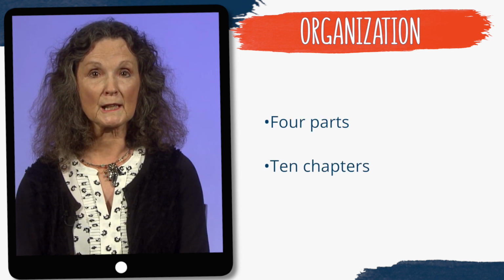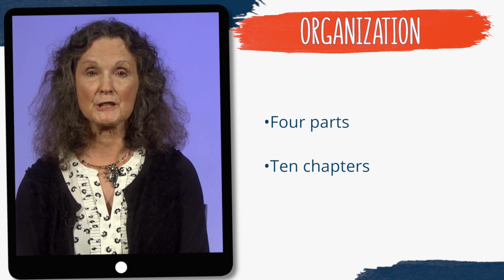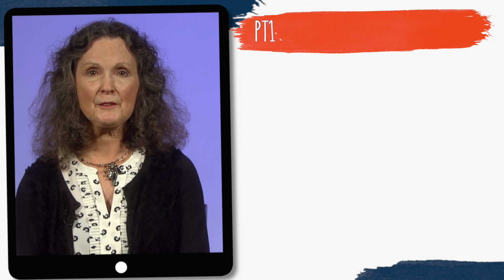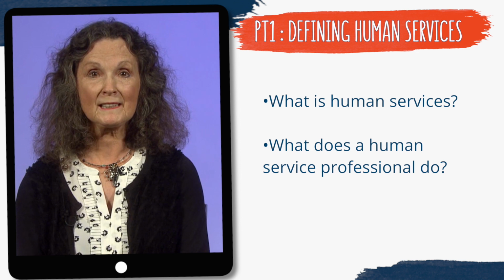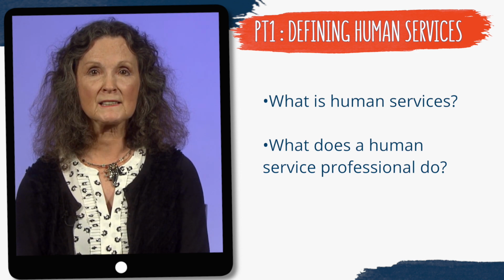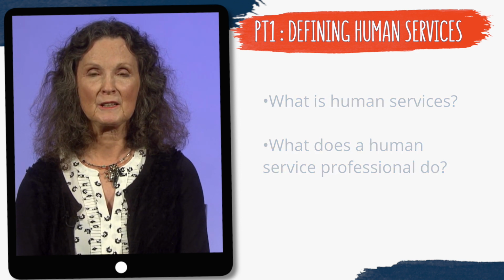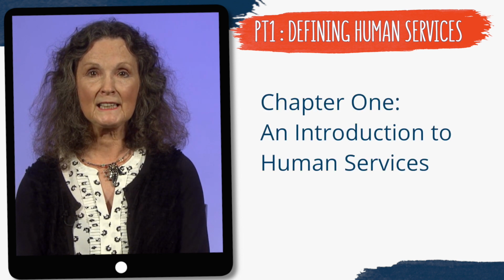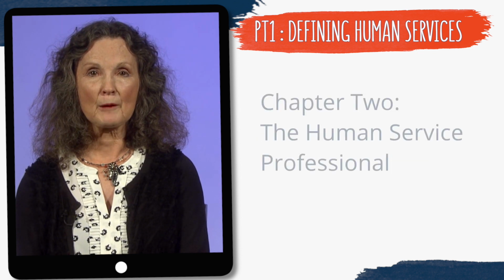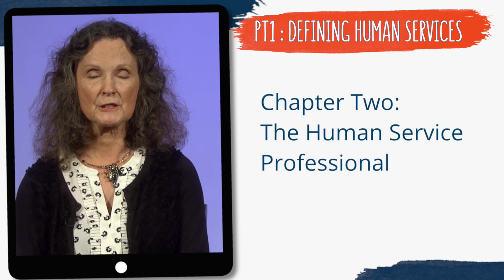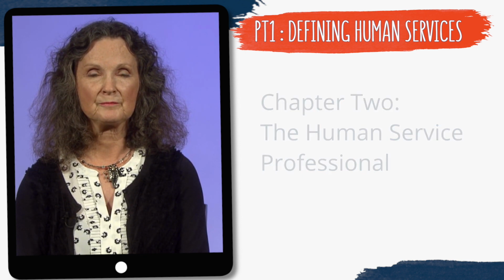There are 4 parts that comprise the text. There are 10 chapters. In the first part, Part 1, Defining Human Services, this part addresses the questions: what is human services, and what does a human service professional do? Chapter 1, An Introduction to Human Services, presents the principles that define human services. Chapter 2, The Human Service Professional, explores the identity of the human service professional.